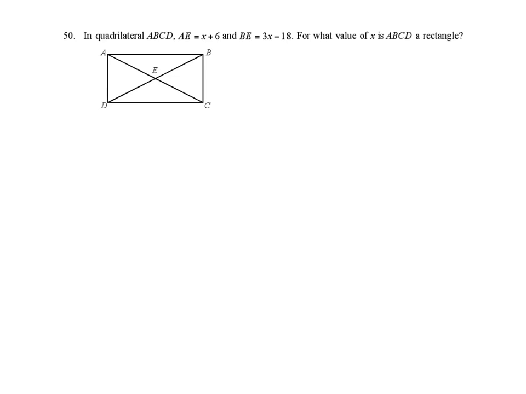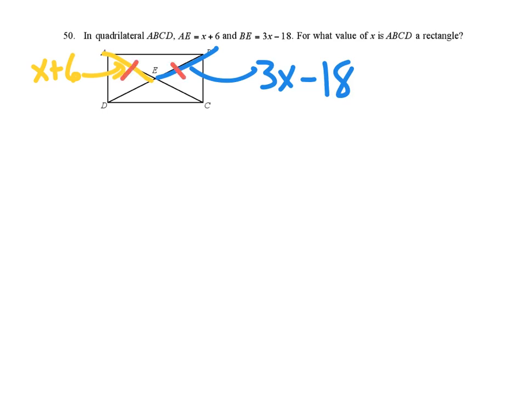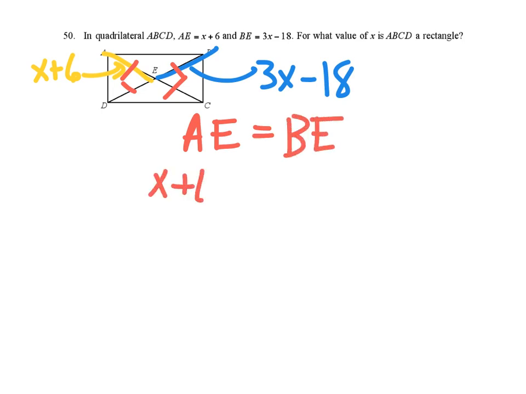50 says in quadrilateral ABCD, AE is x plus 6. So this part here is x plus 6. BE is 3x minus 18. For what value of x is ABCD a rectangle? So if it's a rectangle, my diagonals need to be congruent, which means all of these parts need to be the same. So I'm going to set those two things equal to each other. We're going to do AE equals BE, which is going to be x plus 6 equals 3x minus 18.